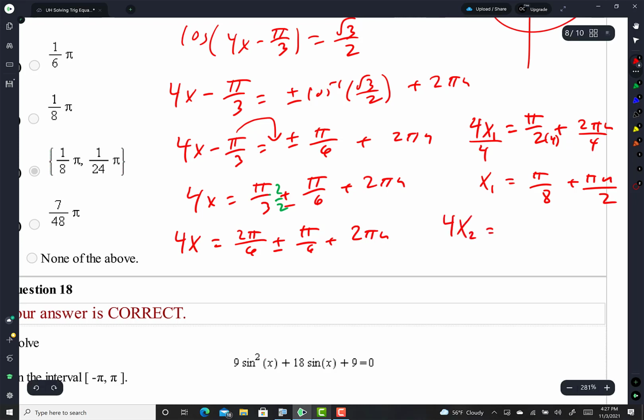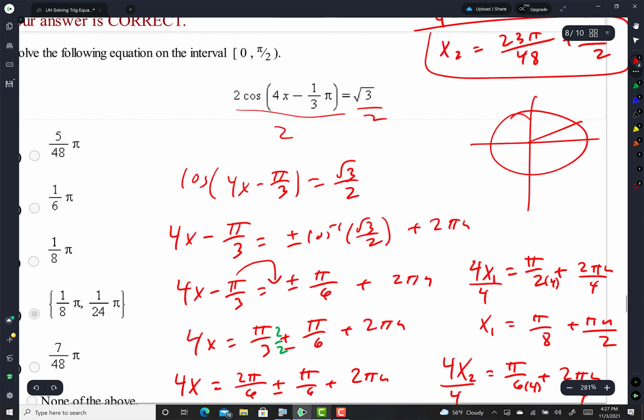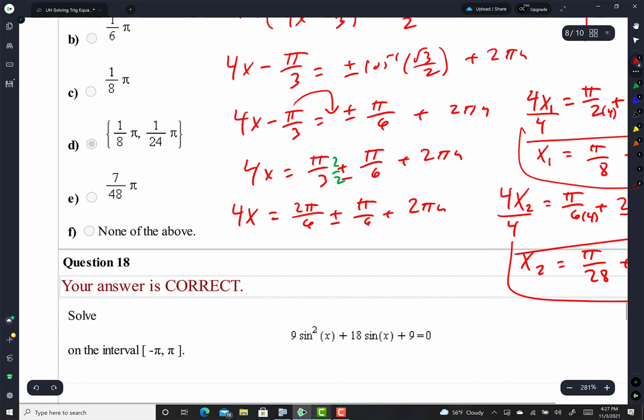4x2 equals, I'm going to subtract 2 pi over 6 minus pi over 6. That's pi over 6 plus 2 pi n. Divide by 4, divide by 4, divide by 4. x2 equals pi over 28 plus pi n over 2. So since my domain is between 0 and pi over 2, you're not going to use the pi over 2n. This is my general, this is my general. One answer is pi over 8, the other answer is pi over 28.